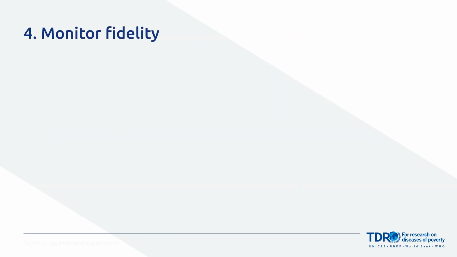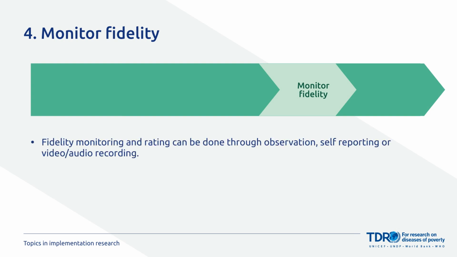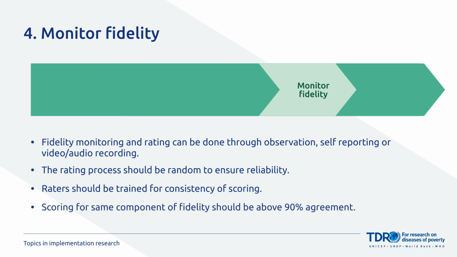To monitor fidelity effectively during the study, you must first determine how you are going to rate and monitor it. This could be through observation, self-reporting, or video-audio recording. The rating process should be random for it to be reliable. And the raters should be trained. The scoring for the same aspect should be above 90% agreement.